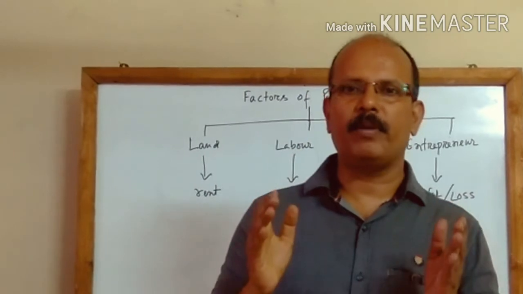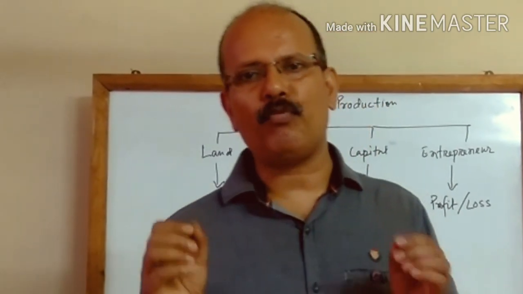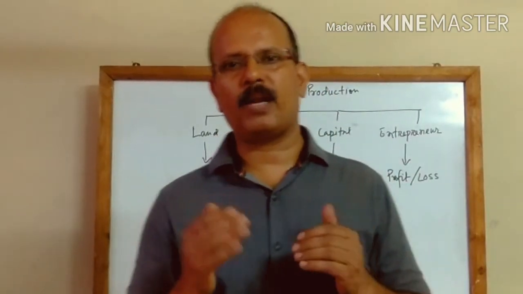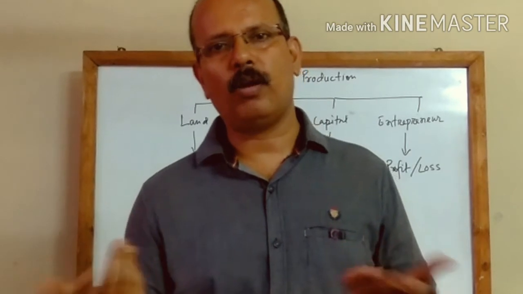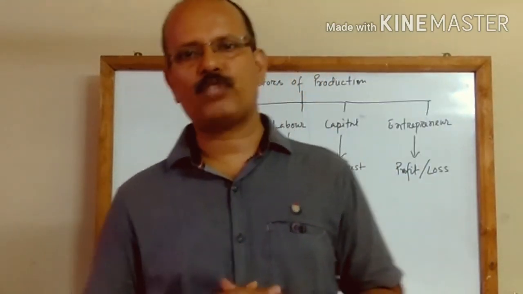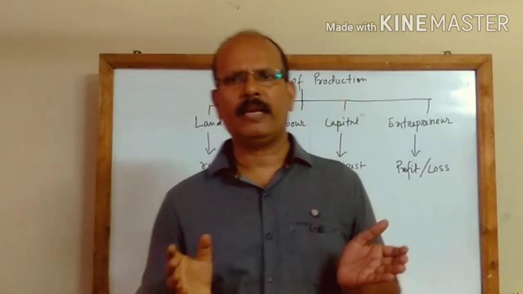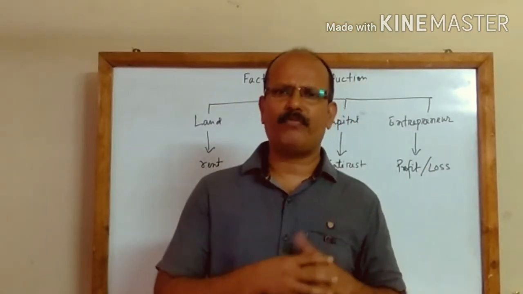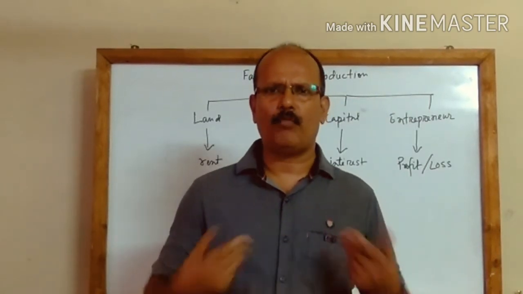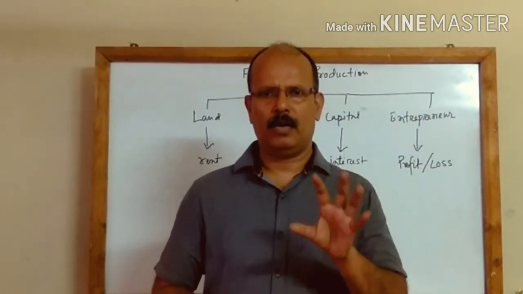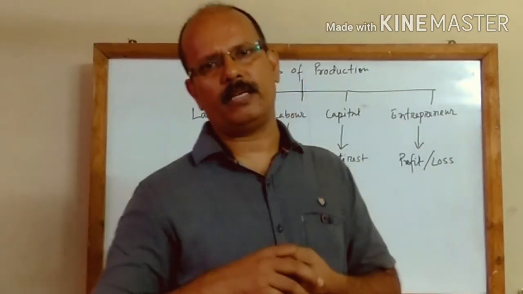Now, capital can be defined in economics as produced means of production. In other words, capital means man-made goods which are being used for further production. The next factor is entrepreneur. Out of all the factors of production, entrepreneur is the only active factor of production, in the sense that other factors do not work of their own, but entrepreneur works of his own, in the sense that entrepreneur will coordinate. He is the coordinator.